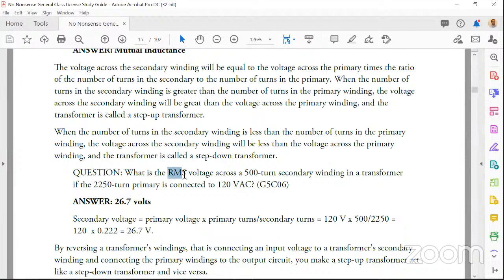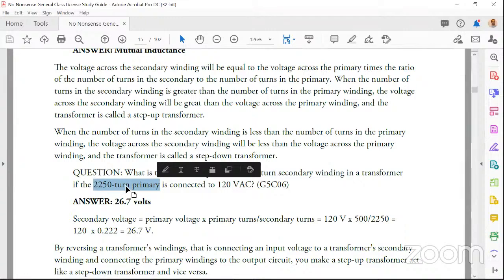Now they're just telling you RMS voltage to tie you up there. We just know that when they say RMS voltage, it's an alternating current that's present. So an AC voltage really, they could have asked us that as well. What is the AC voltage, right? But they're correct to say RMS voltage. What is that voltage across a 500 turn secondary winding? So it's a transformer. So we know that the secondary winding is 500 turns, but they will tell us also the primary has 2,250 turns.